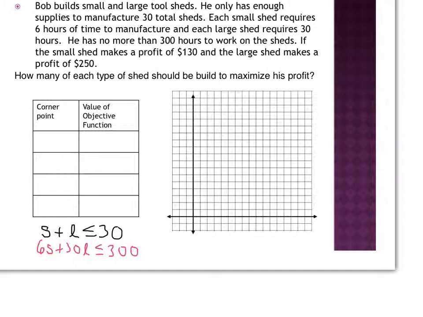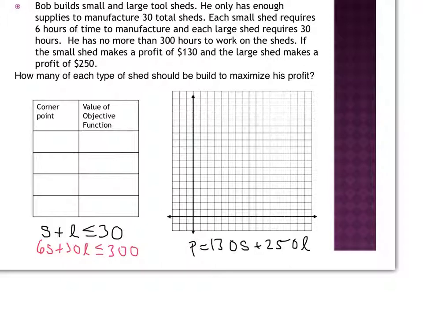Now, if the small shed makes a profit of $130 and the large shed makes a profit of $250, how many of each type should he build to maximize his profit? Well, we're talking about money there. 130, 250 of profit. We want to maximize the profit. That sounds like the objective function. So we're going to have 130 times the amount of small sheds plus 250 times the amount of large sheds, and that's going to be our profit.